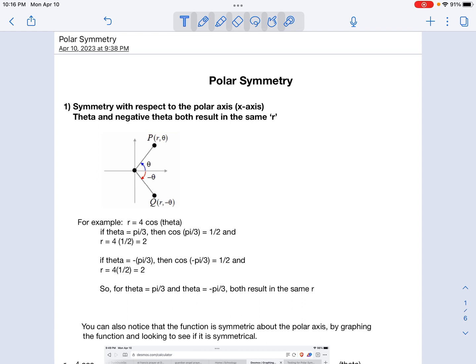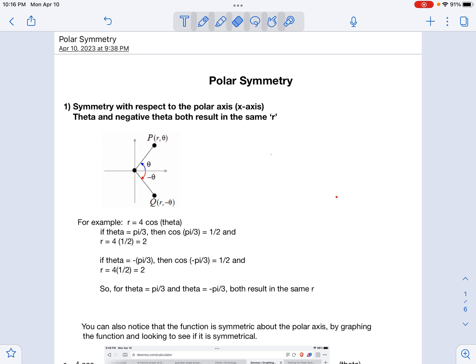Okay, this video is on polar symmetry. There are three different conditions for polar symmetry. There's symmetry with respect to the polar axis, which, if you look at a polar graph, is this axis here. The polar axis, in a typical coordinate plane, would be the x-axis.